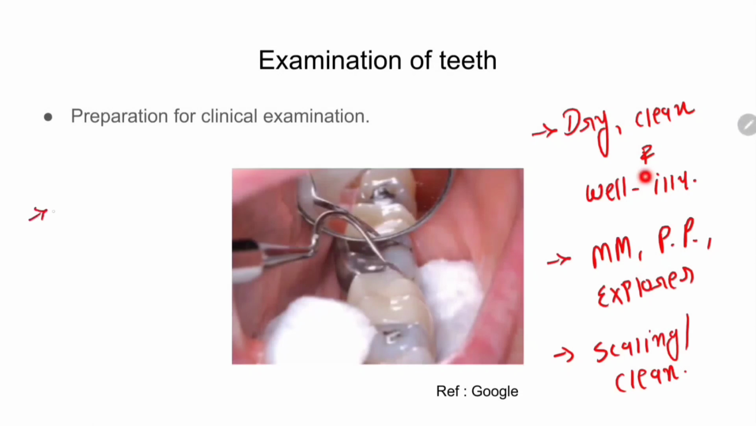Or we can also use floss to clean the interproximal surface area and to find smooth surface caries which is present on the proximal side. And also we can use cotton rolls in the vestibule of the mouth or beneath the tongue to keep our area dry and clean.